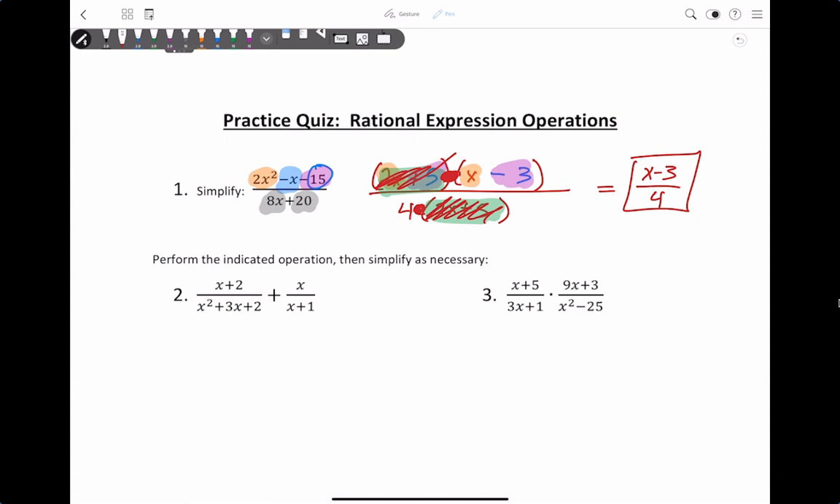Let's go to number 2. Number 2 is not just simplifying. It's actually trying to add these fractions together. But the same first step exists: factoring all numerators and denominators. So let's go ahead and start by factoring.